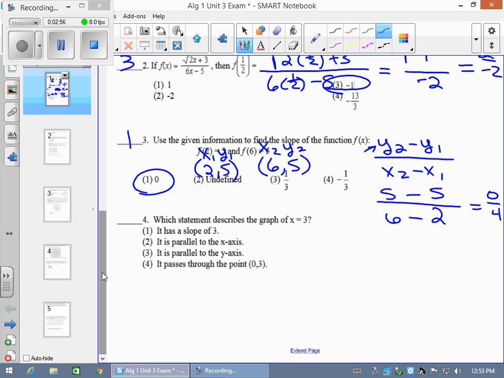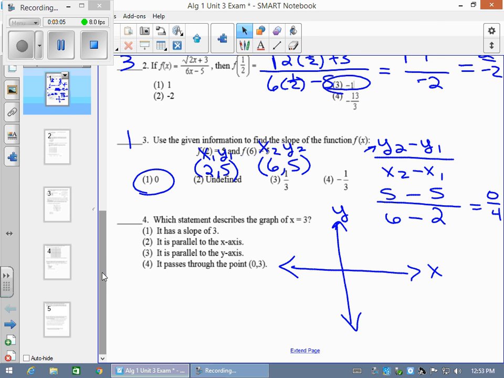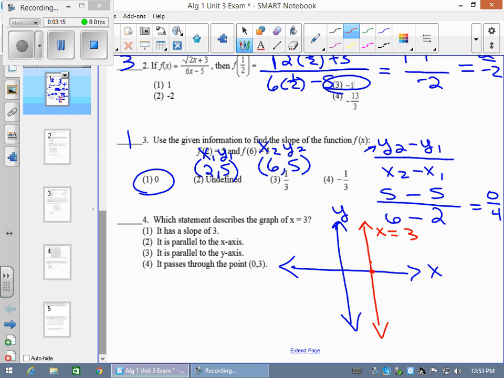Looking at question 4, which statement describes a graph of x equals 3? Draw myself some axes, and I can draw the line x equals 3. That means all the x values of the points on that line are 3. So the line would look like this for the vertical line. This would be (3, 0), (3, 1), (3, 2), (3, 3), (3, -1), (3, -2), (3, -3), and so on.